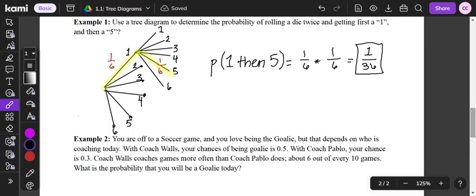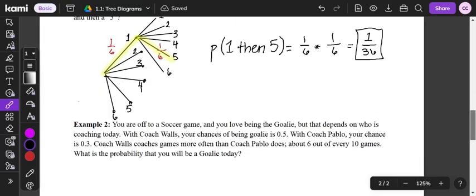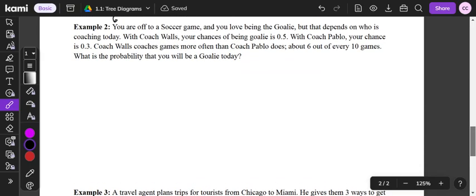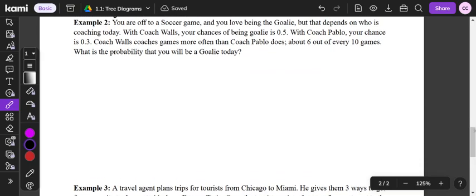Okay, let's look at another one. A very similar one to the one we just looked at, where we have branches breaking off of branches. Okay, this one says you are off to a soccer game and you love being the goalie, but that depends on who is coaching today. With Coach Walls, your chances of being goalie is 0.5, or 50% of the time. With Coach Pablo, your chance is 0.3, or 30% of the time. Coach Walls coaches games more often than Coach Pablo does, about 6 out of every 10 games. What is the probability that you will be a goalie today?